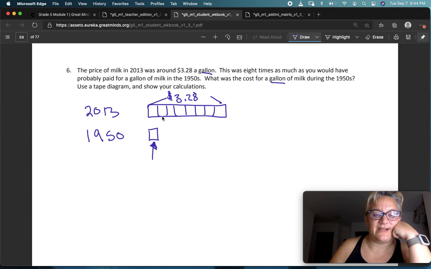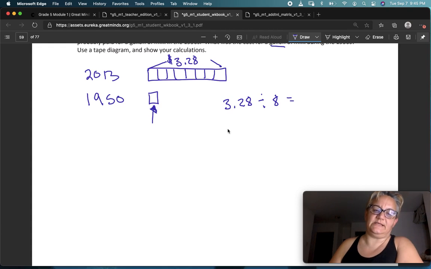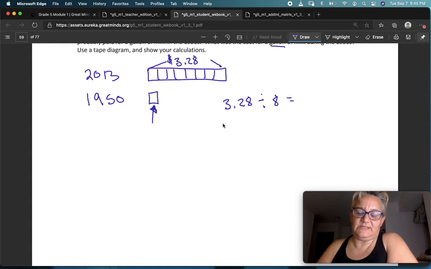So here's our diagram of the whole thing, $3.28. But we're going to divide that into 8, and what we have left is just one cost. So let's do this. 3.28 divided by 8 equals. Okay, so I think I'm going to use the method that we've been using, turning it into unit form. And I'm going to look for my multiples of 8, and I see 2 of them. 32 is a multiple of 8, and 8 is a multiple of 8.